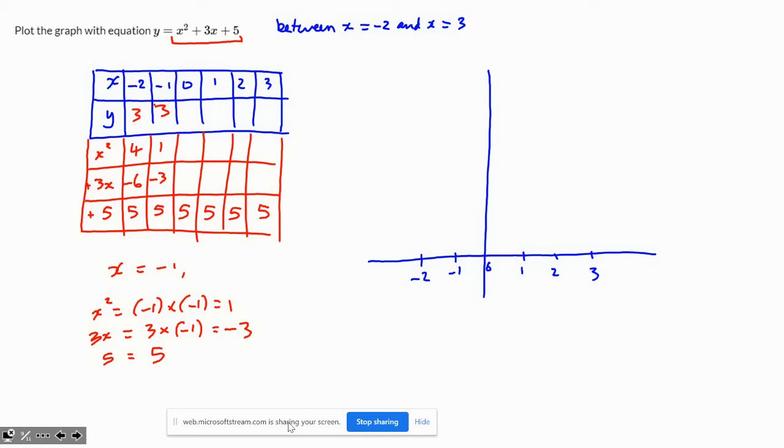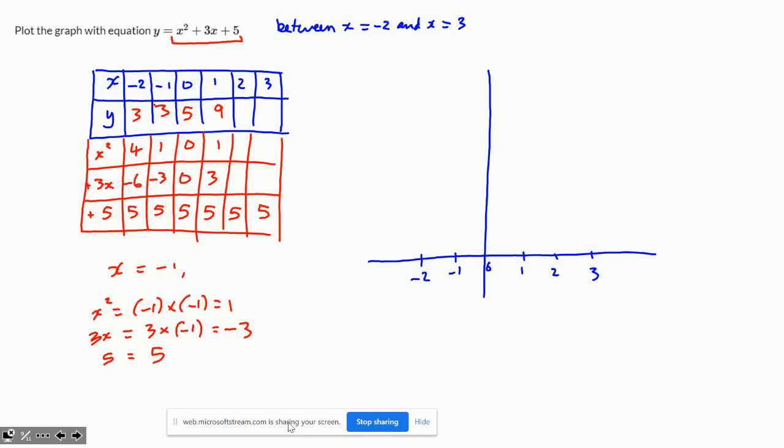Then for our 0, when x is 0, well, this one's quite easy. 0 times 0 is 0. 3 times 0 is 0, so we're left with just 5. The next one, if x is 1, then x squared is 1 times 1, which is 1. 3x is 3 times 1, which is 3. So here we have 1 plus 3 plus 5, which is 9.